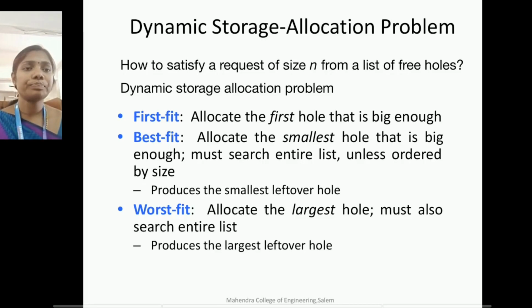Next one is the best fit. Best fit is when we allocate the hole which is well enough to execute the process, not too large and not too small, so that the memory will be accommodated enough for the process to complete its execution. That is called best fit. And the next one is the worst fit. Worst fit is when a process comes for execution, we allocate the biggest memory hole we have to that process. Because of the worst fit, there will be a lot of wastage of memory while executing any process.